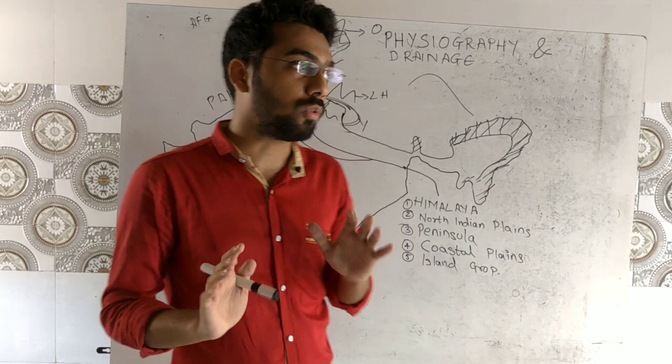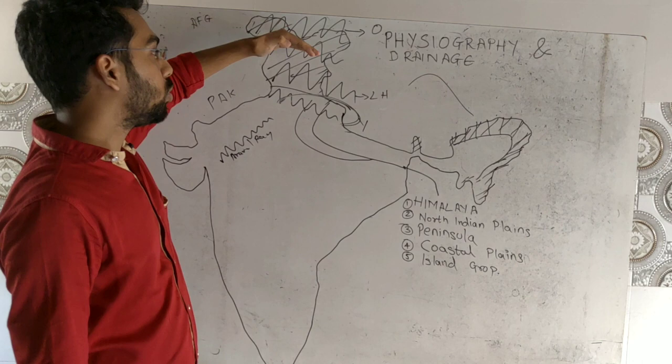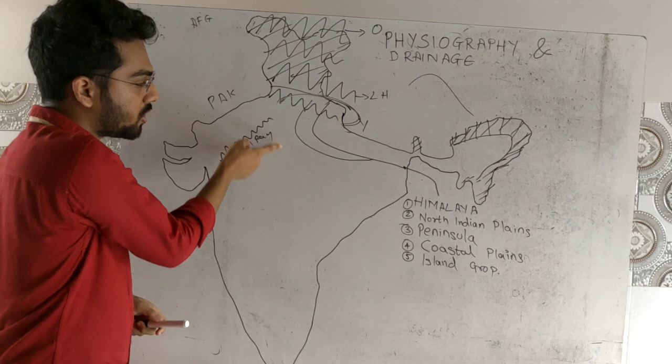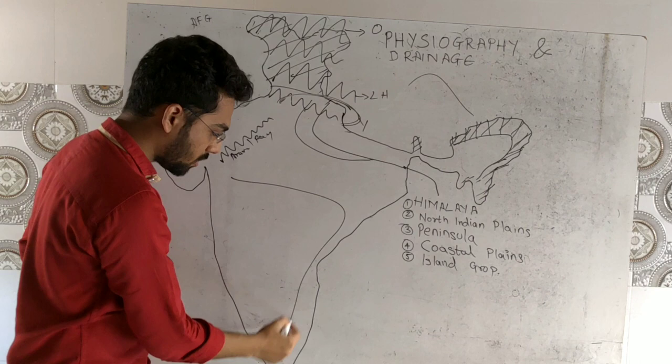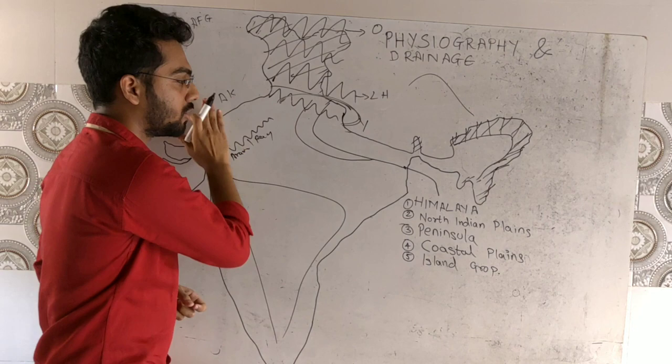So the part lying, for example, the North Indian Plain, the part lying to the south of Himalaya, the area lying to the south of Himalaya, Himalayas ke niche, and towards the north of peninsula, the part lying between the Himalayas and the peninsula, this part is known as North Indian Plain.